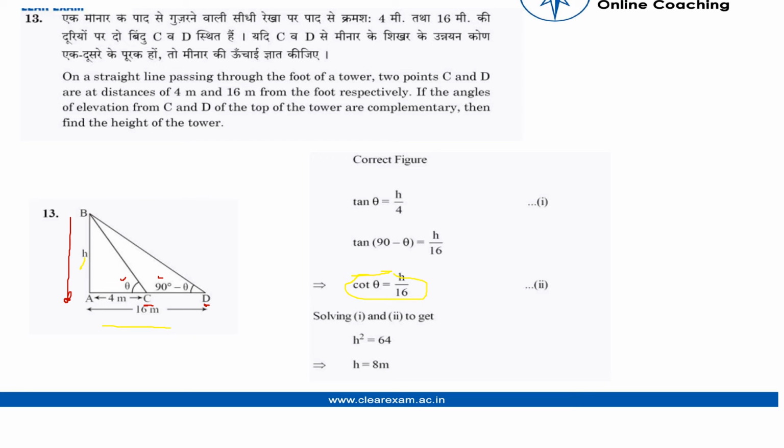So in a triangle, if we got to know that tan theta is h by 4 and cot theta is h by 16, so we can say that h by 4 is equals to 16 by h. So cross multiplying it, we get h square is equals to 64, and height of the tower we get to be 8 meter.